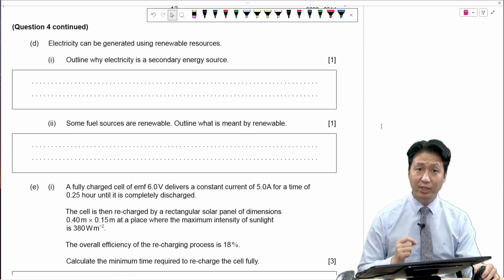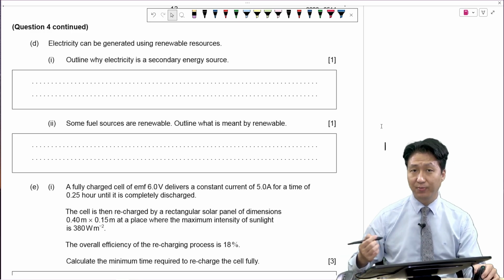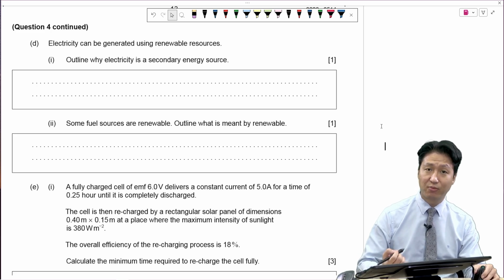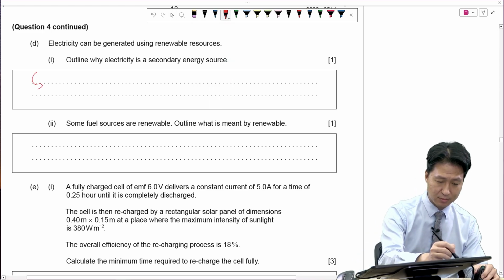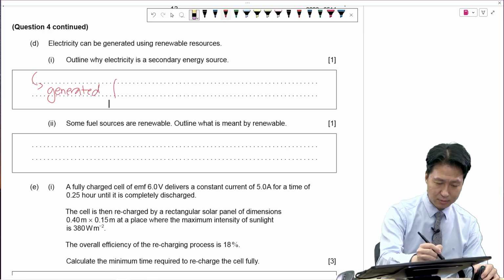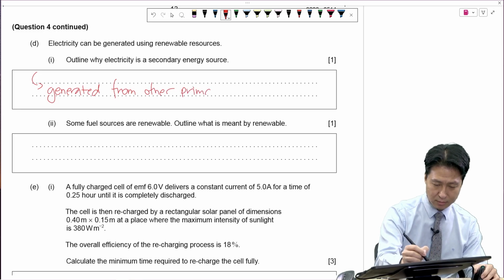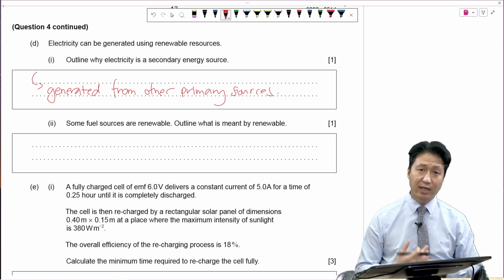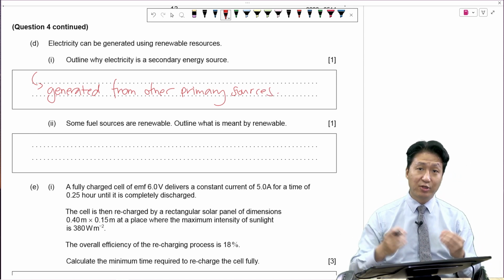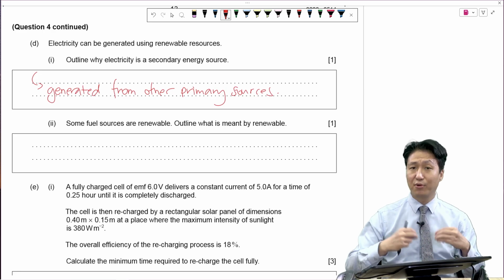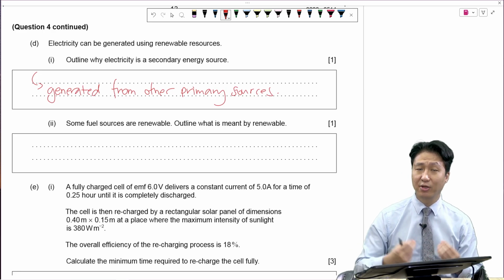Part D of this question says electricity can be generated using renewable resources. Part 1, outline why electricity is a secondary energy source. And of course, a secondary energy source is generated from other primary sources. Or you can also state that secondary energy sources are primary energy sources that have been processed in a form that is easier to use by other machines.